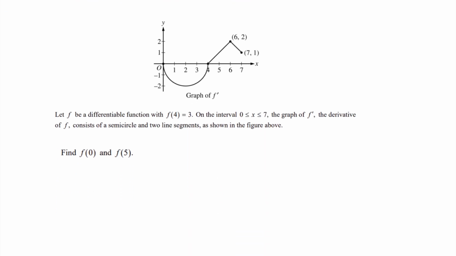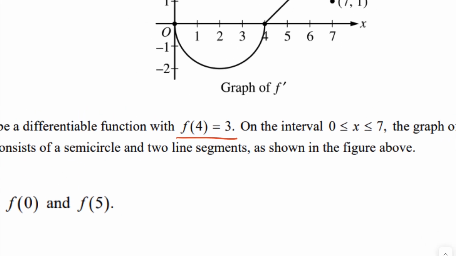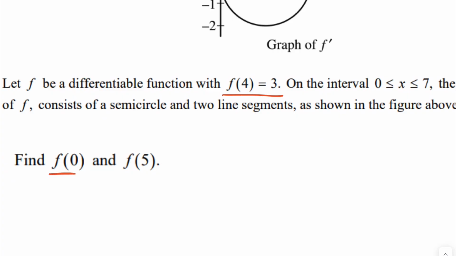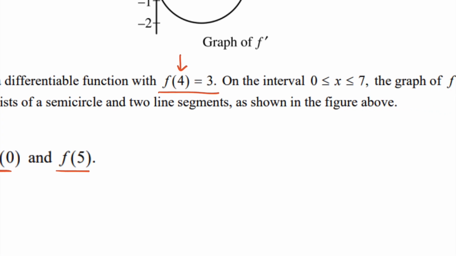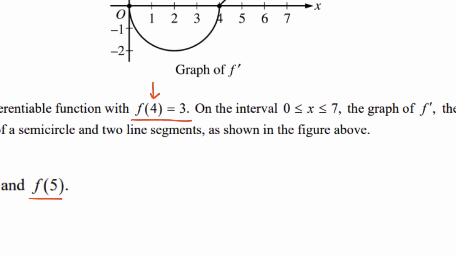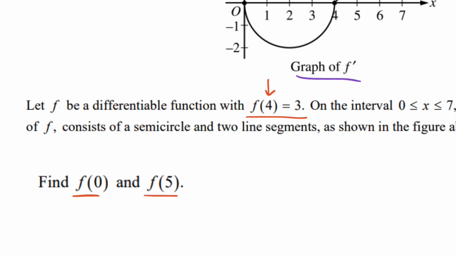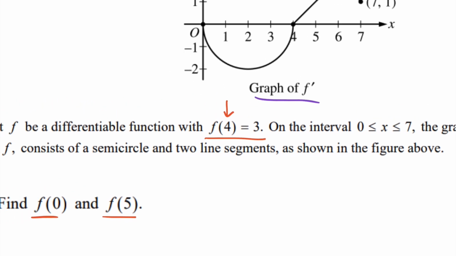Okay, we're at an FRQ, an example of an FRQ. I think this comes from one of the more recent exams. Let f be a differentiable function. f of 4 equals 3. That's important information. Whenever we're trying to find f of 0 and f of 5, we have a starting place at 4, so we can go back to 0 or forward to 5. On the interval 0 to 7, here's the graph. We are given the graph of f prime here. The derivative of f consists of a semicircle and 2 line segments shown in the figure above.